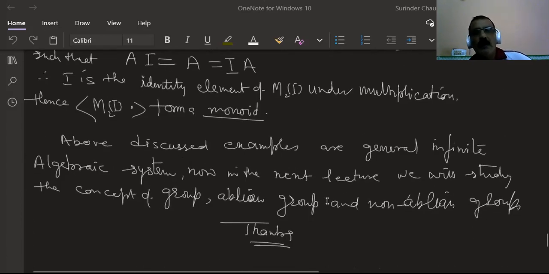So the examples discussed above are general infinite algebraic systems. Now, in the next lecture, we will study the concept of group, abelian group, and non-abelian group, for finite as well as infinite algebraic structures.